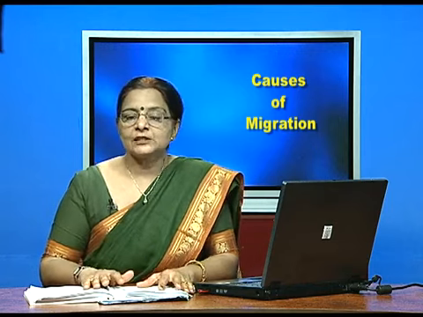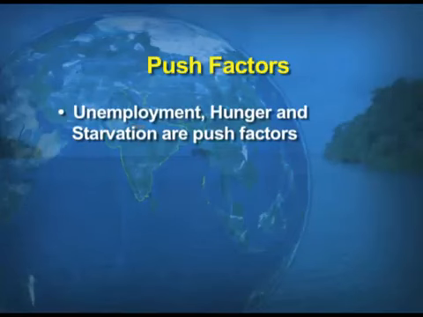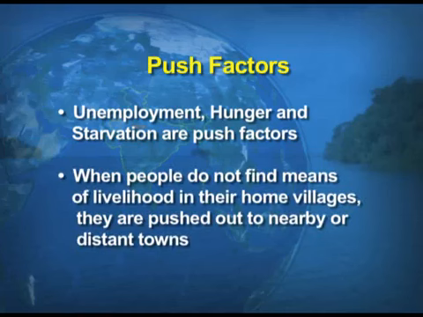Now, we take up the push factors. Push means pushing the people from one area to another area. These are the factors which are generally negative. For example, unemployment, hunger and starvation are the basic two push factors that force people to move from their place of residence to another place. When people do not find the means of livelihood in their home villages, they are pushed out to nearby or distant towns. So, the push factors may make people migrate short distances or long distances.